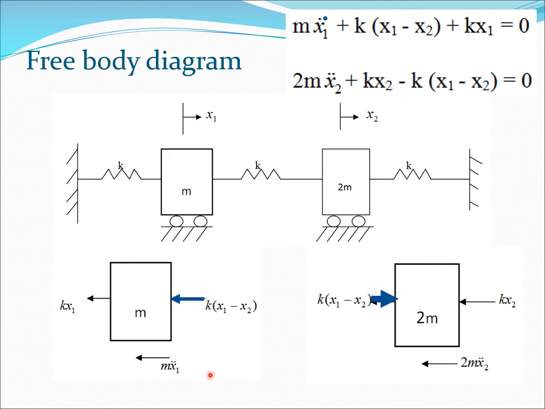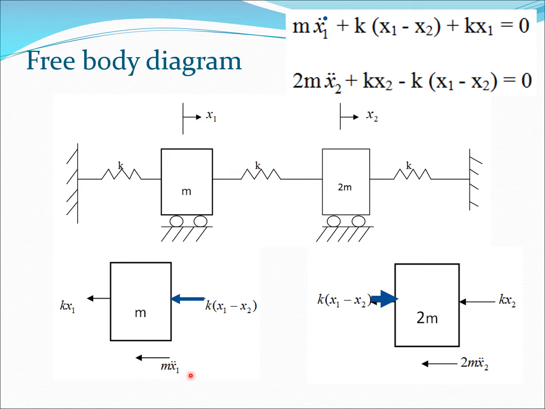Now, as far as the forces due to the mass is concerned, remember that x1 is in this direction, so the force m x1 double dot acts in the reverse direction. Similarly, x2 is in this direction, so the force 2m x2 double dot acts in this direction. Remember, this mass is 2m. So these are essentially the two free body diagrams for these two masses, and each of these must sum to 0, so we can write the governing equations of motion.